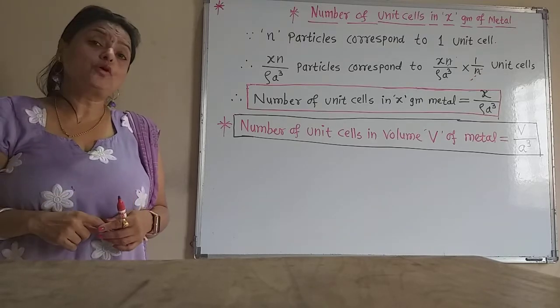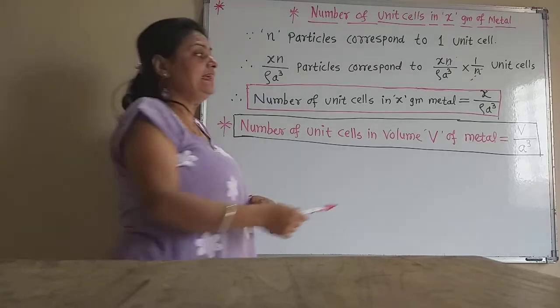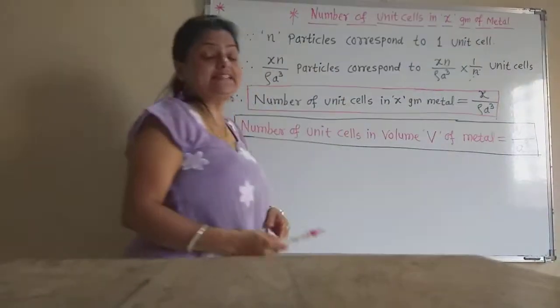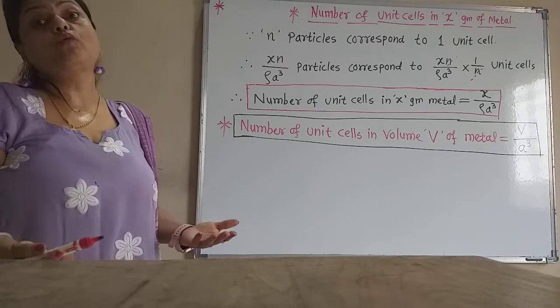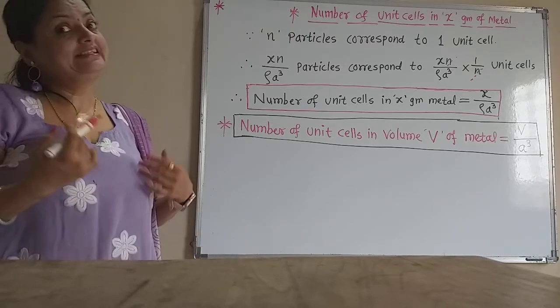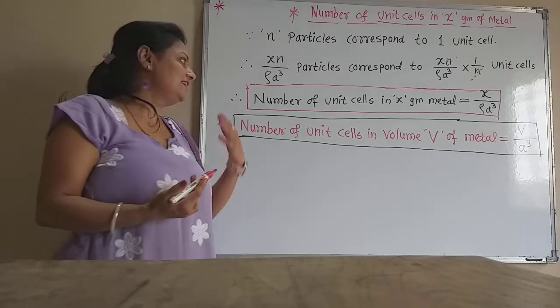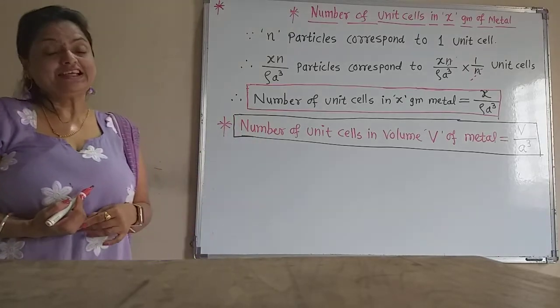We know the volume of 1 unit cell, that is a cube. So the number of unit cells is obtained as the volume of the given metal divided by the volume of 1 unit cell, and this gives us the number of unit cells in the given volume.